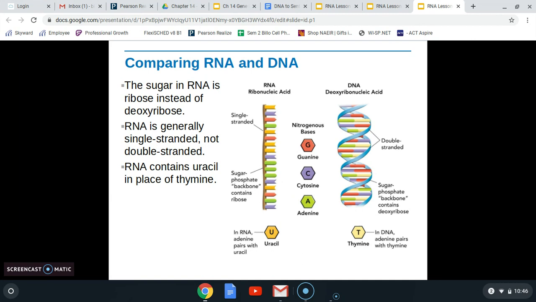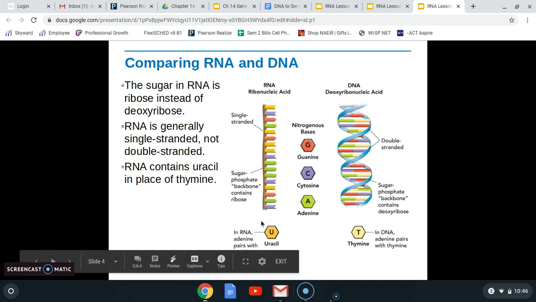So when we looked at those base pairing rules in DNA, A bonds to T, G bonds to C, unless you're talking about RNA. If you're making an RNA, you're always going to have a U opposite of an A. Okay?